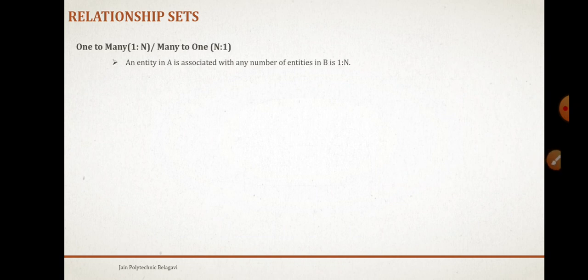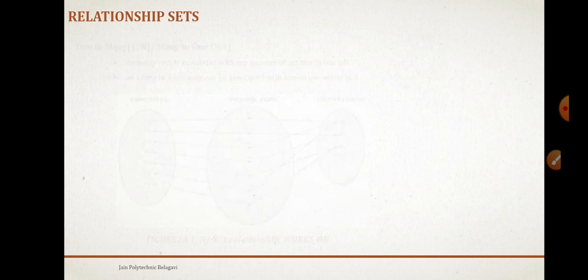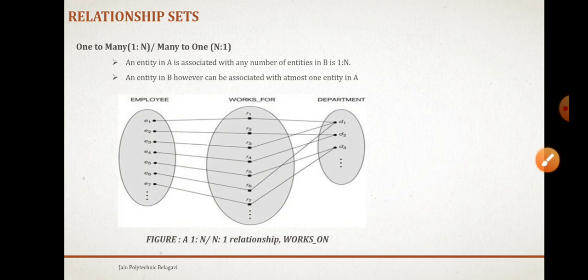The next one is one to many or many to one. An entity in A is associated with any number of entities in B, that is 1 to n. An entity in B, however, can be associated with at most one entity in A. So first we check 1 to n.